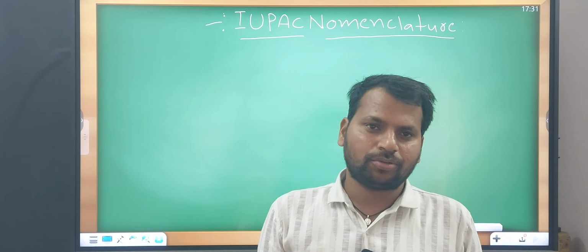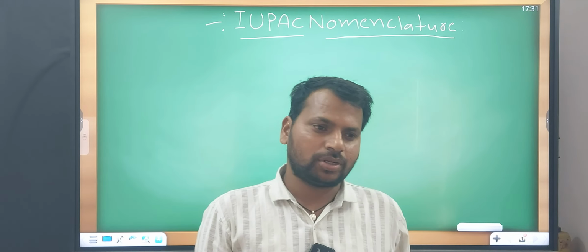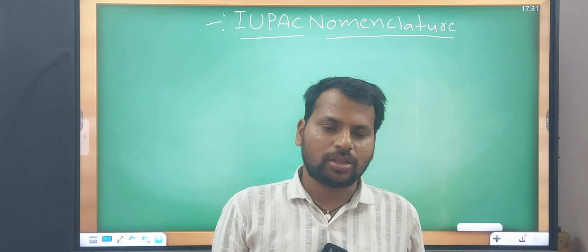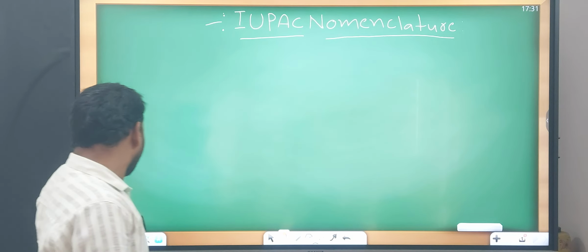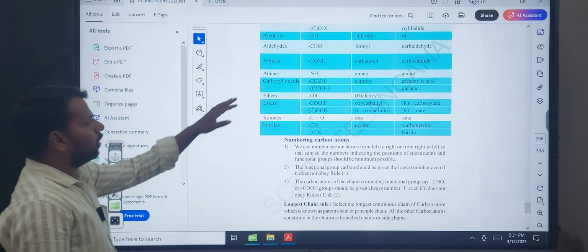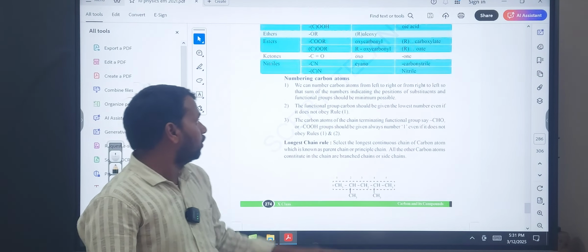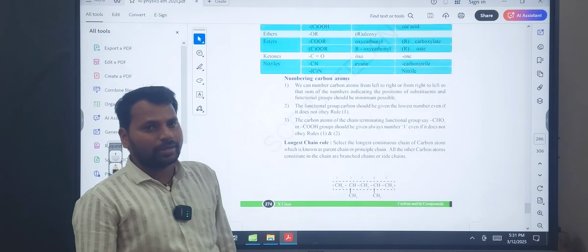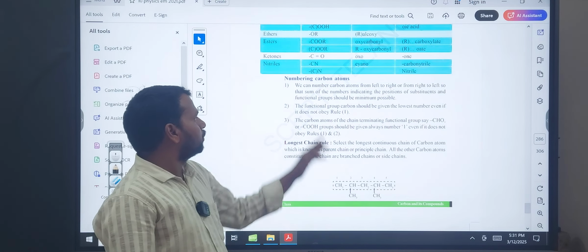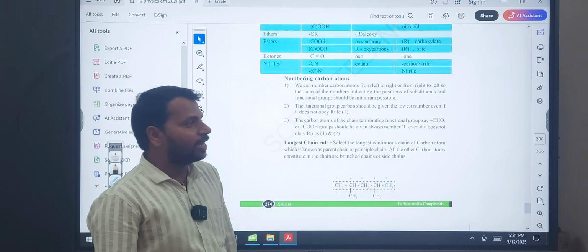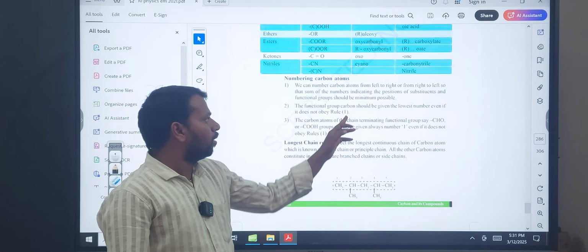Today we are going to discuss IUPAC nomenclature. Already in the previous class we discussed some concepts about IUPAC nomenclature. Today we are going to discuss rules. First of all, numbering carbon atoms. The first rule: we can number carbon atoms from left to right or from right to left, so that the sum of the numbers indicating the position of substituents and functional group should be minimum possible.